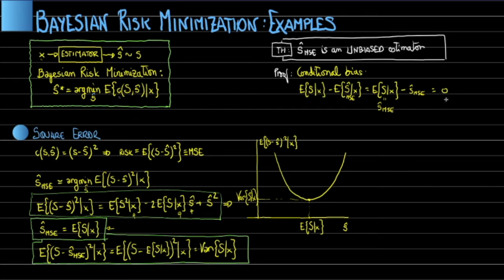Okay, and the bias, according to this, is the expectation of the conditional bias with respect to x. The bias is the expectation of S minus S hat, okay, which is the integral of the conditional bias.